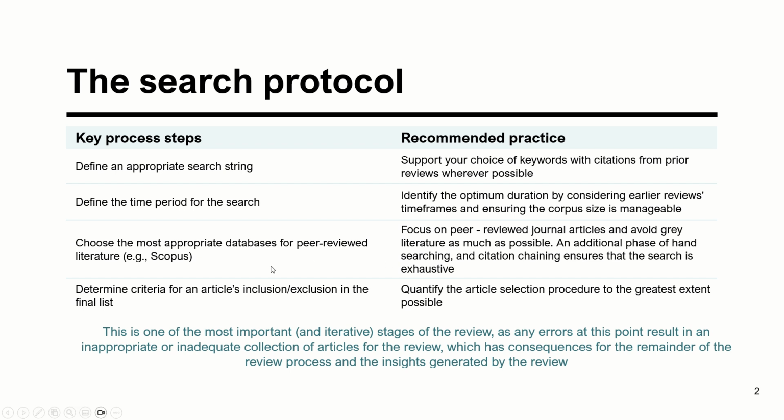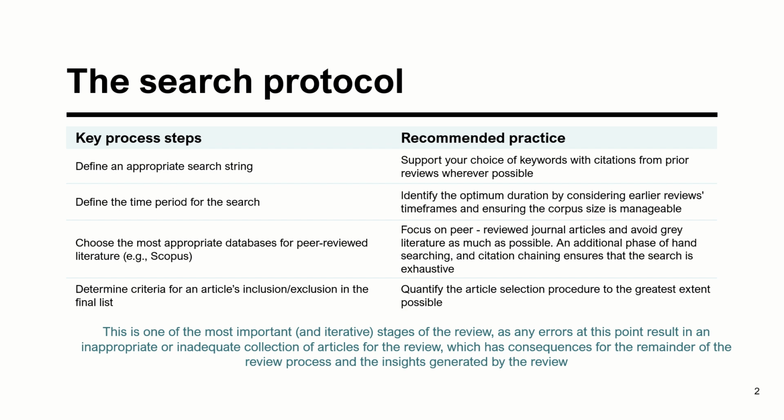Now, choosing the appropriate databases, Scopus is probably one of the best databases that are out there. You, in all likelihood, will focus on peer-reviewed journal articles, and in most cases, reviews tend to avoid grey literature, although it may not be the case with all reviews. But peer-reviewed journal articles, given that they have been through peer review and have been published, generally are the focus for most reviews.